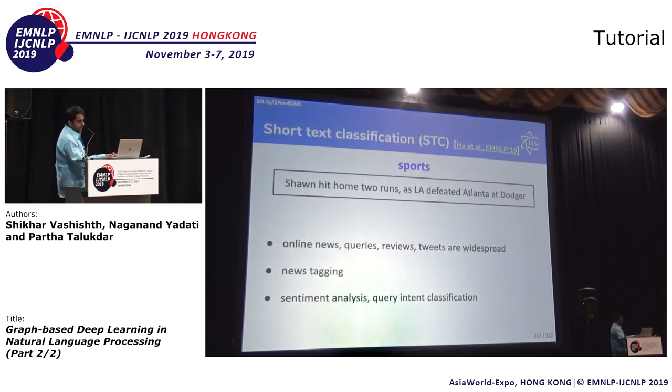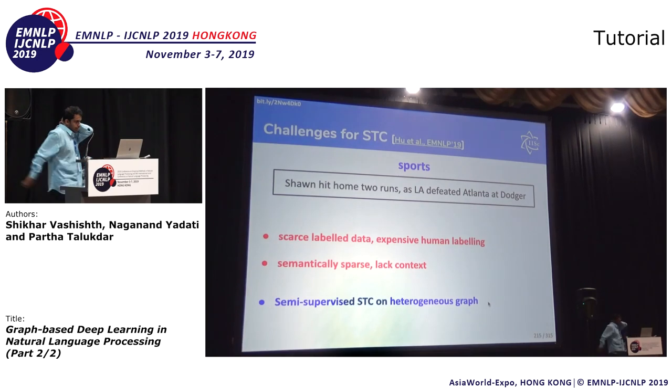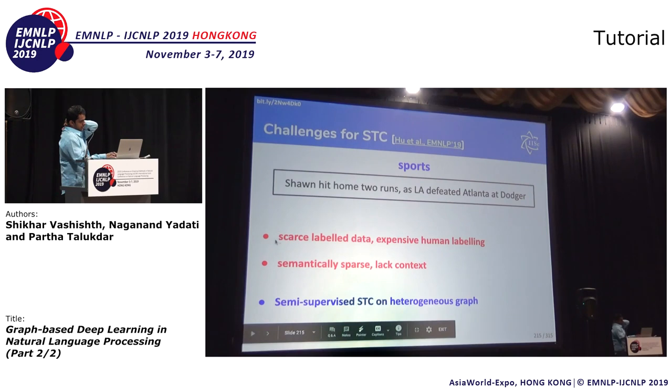And then in this EMNLP 19 paper, graph convolution has been used for short text classification. So it's a simple example: 'Sean Itoum 2 runs as LA defeated Atlanta', right? This short text is of class sports. This is very useful for news tagging, sentiment analysis, query intent classification, etc. The main challenges for the problem of STC are that labeled data is very scarce, so expensive human labeling is required, and the text is semantically sparse and lacks context.